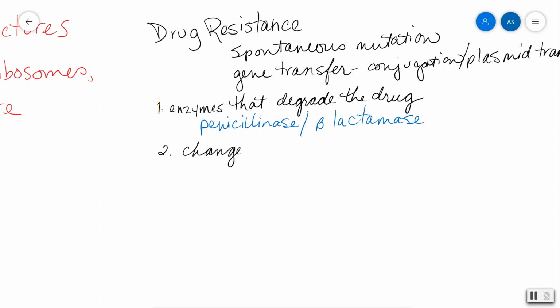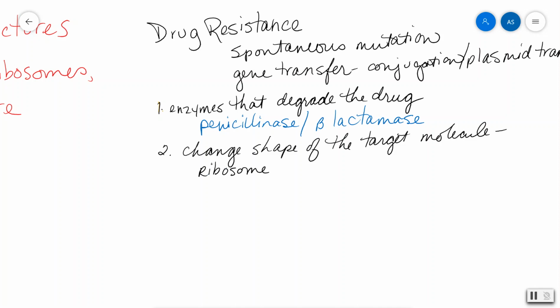Sometimes the bacteria will change the shape of the target of the drug. For example, they could slightly change the shape of the ribosome so that the ribosome still functions, but the ribosome is no longer able to be bound by the drug to interfere with protein synthesis. They can develop something called efflux pumps, which actually bind to the drug and pump it out of the cell.